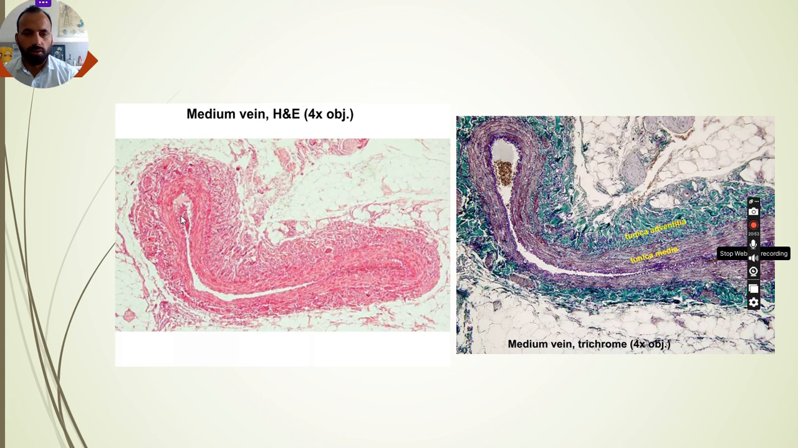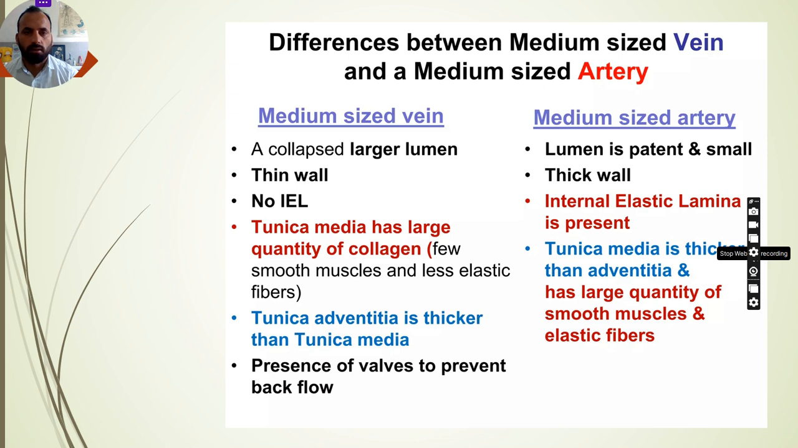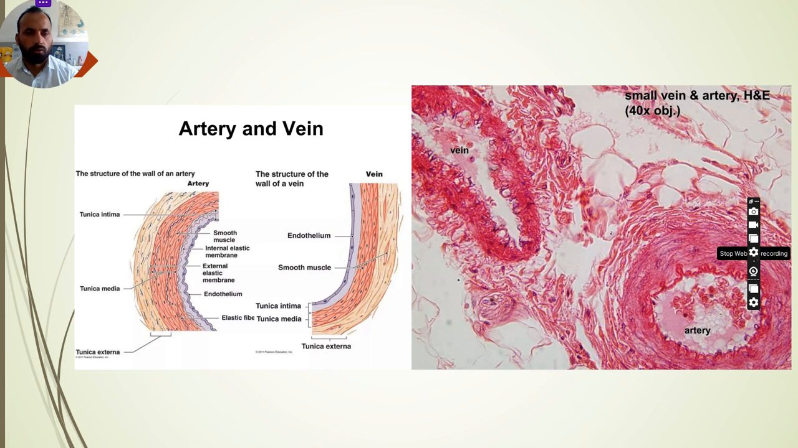So these are the veins. The first thing you can see is the collapsed nature of the lumen. This is H&E stained, and this is what you can find as a multicolor. This is basically a trichrome stain. You can see the lumen is basically collapsed. Then if you see here, the adventitia is more as compared to that of the media. So adventitia is highly developed in case of veins. So this is the difference between the medium-sized vein and medium-sized artery. So artery and vein, again the difference.